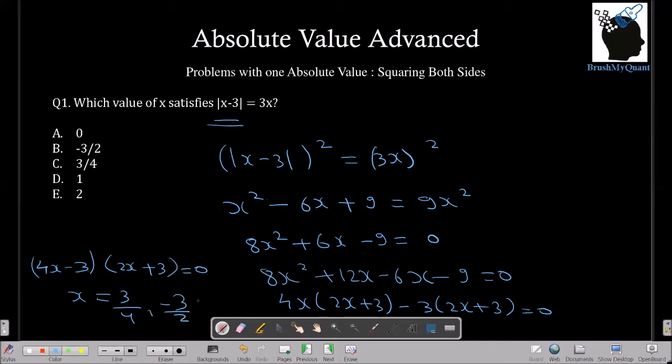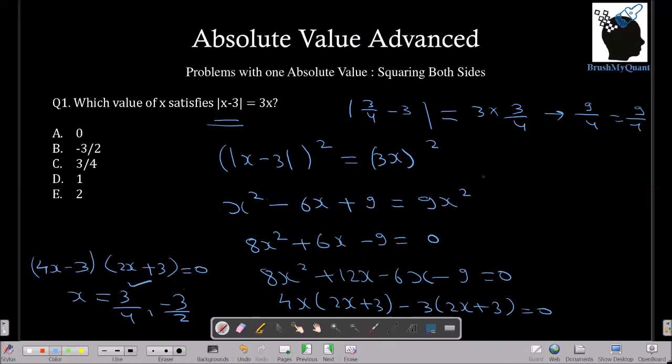Now what happens in this is once you get an answer, you still need to go ahead and put it back in the question and check whether the answer is correct or not. So let's try to do that for both the option choices. We'll try x is equal to 3 by 4 first to have mod of 3 by 4 minus 3 is equal to 3 into 3 by 4. And as we have seen in the previous case, both the values are equal to 9 by 4. So that means 3 by 4 is a correct answer.